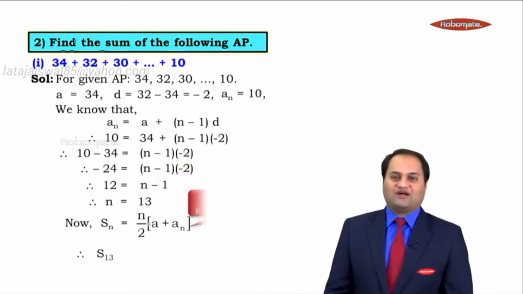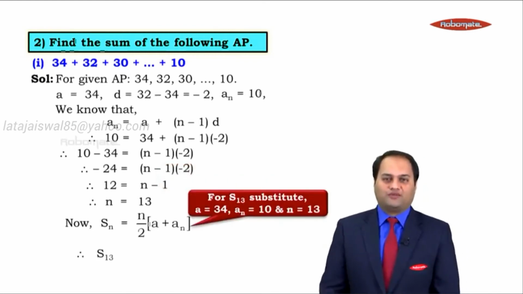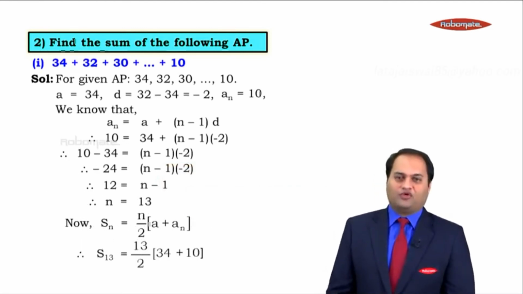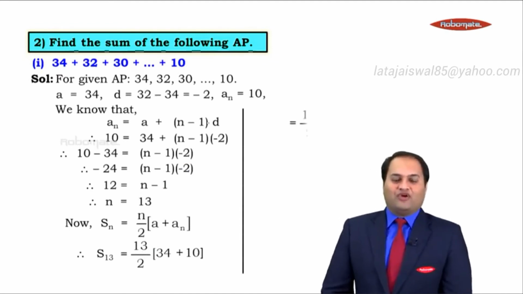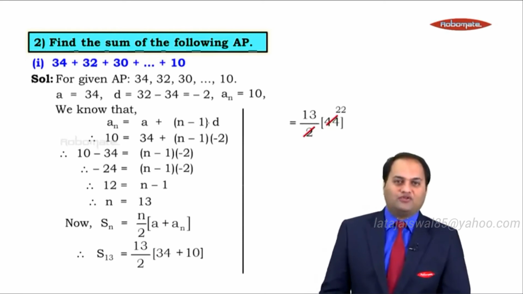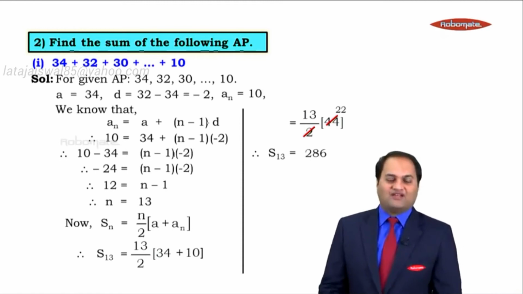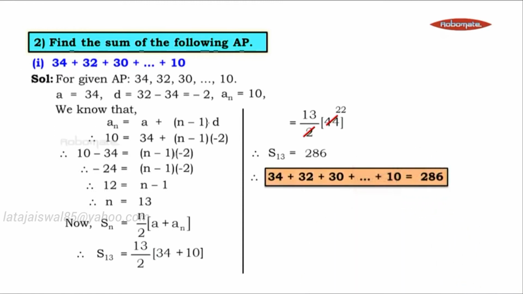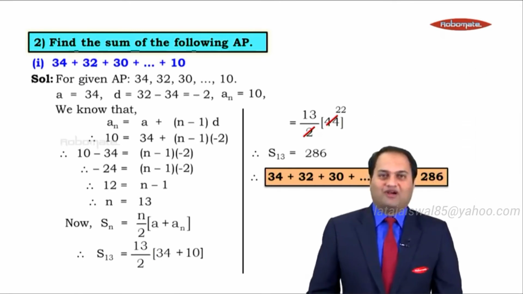Let's use it. You get S13 is equal to A to be replaced by 34, AN is 10 and N is 13. So you get 13 upon 2 into 34 plus 10. So you get S13 is equal to 13 upon 2 into 44. 2 22s are 44. You get 13 into 22, which is 286. S13 is 286. Therefore, we come to a conclusion that 34 plus 32 plus 30 and so on up to plus 10 is equal to 286. As simple as that. Let's move on to the next sum of the similar type.